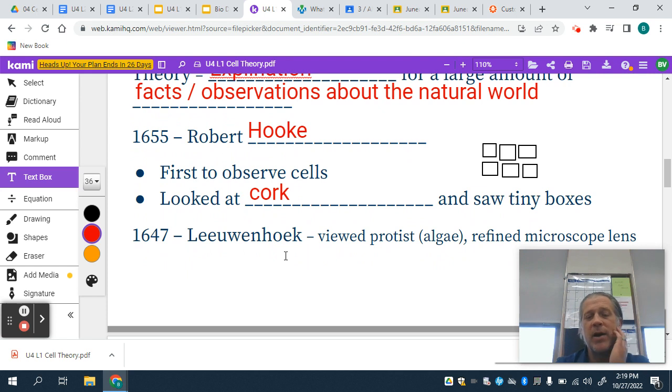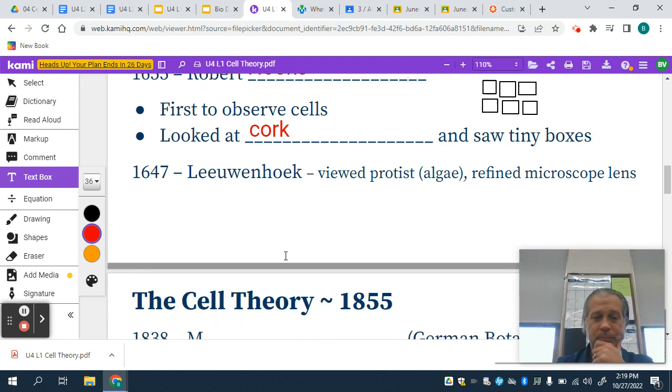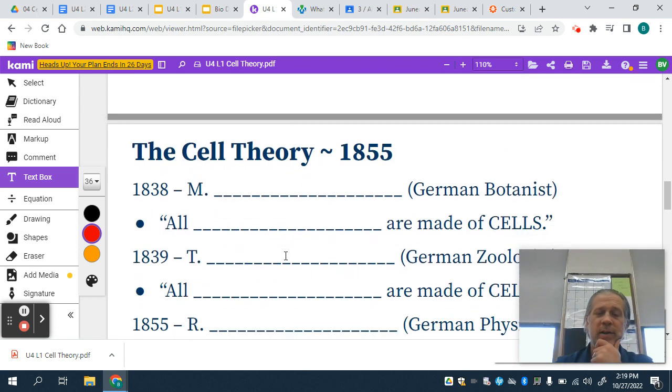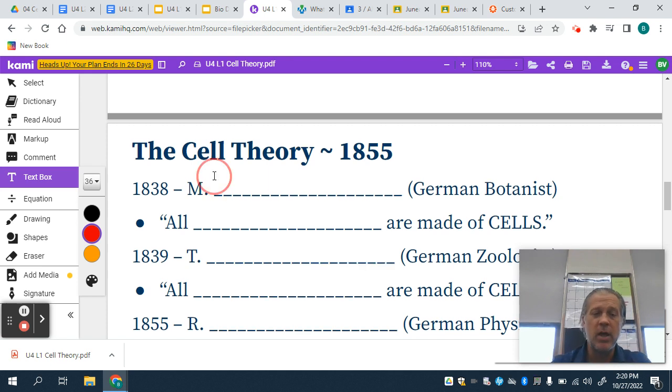And then a little bit earlier than that, we had Antoine van Leeuwenhoek, and he looked at protists and algae, and he also made a really, really good microscope lens. Moving forward, leading us up to 1855, which is when cell theory really took off.